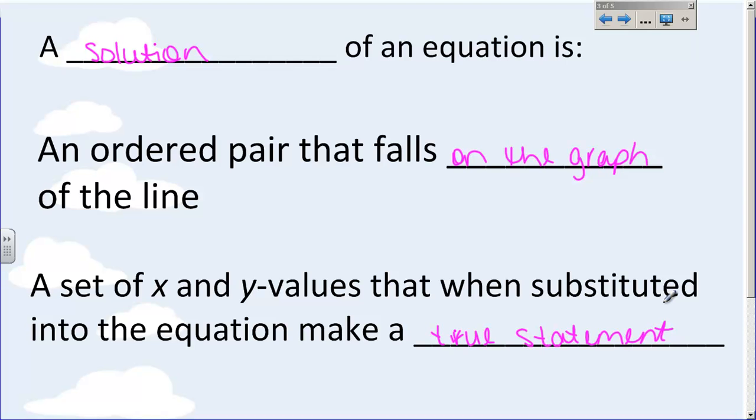Both of those things need to happen, but they don't have to happen in the same problem. Sometimes you're given a graph, so you just have to check it that way. Sometimes you're just given an equation and you check it the other way. But this is what a solution is.